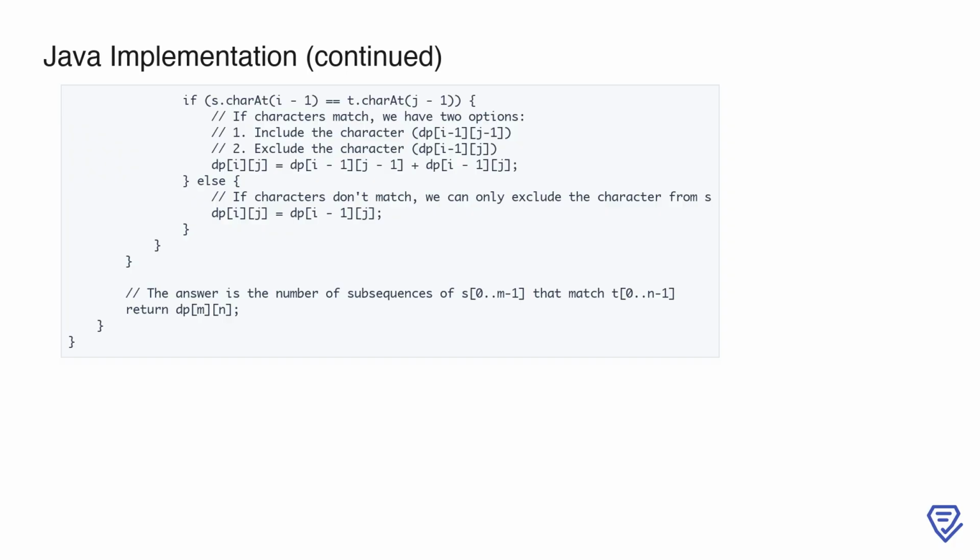If the characters do not match, the only option is to exclude the current character from S, so the value of DP[i][j] is simply taken from DP[i-1][j]. After filling the table, the value at DP[m][n] gives us the total number of distinct subsequences of S that match T, and we return this value as the result.